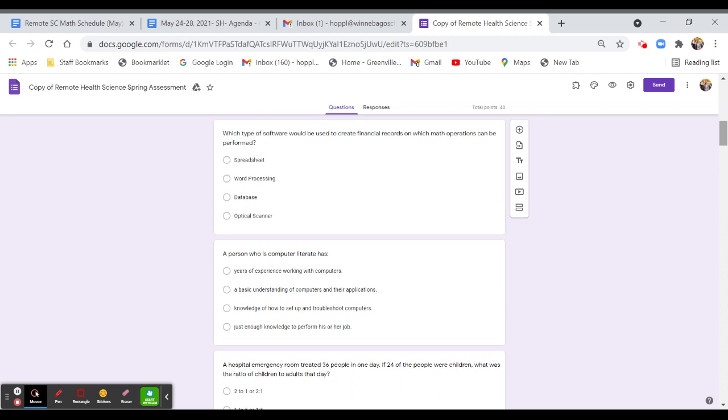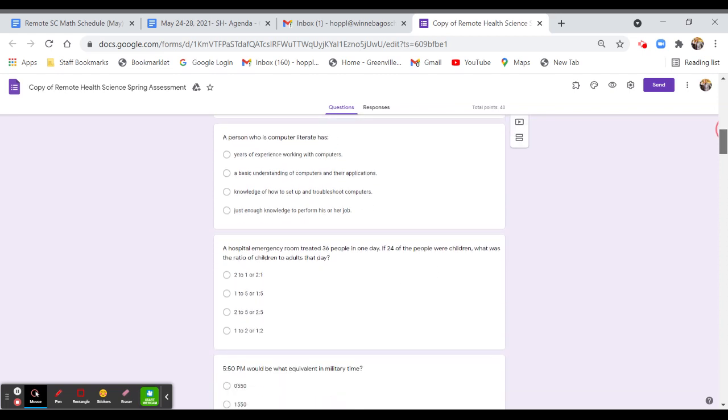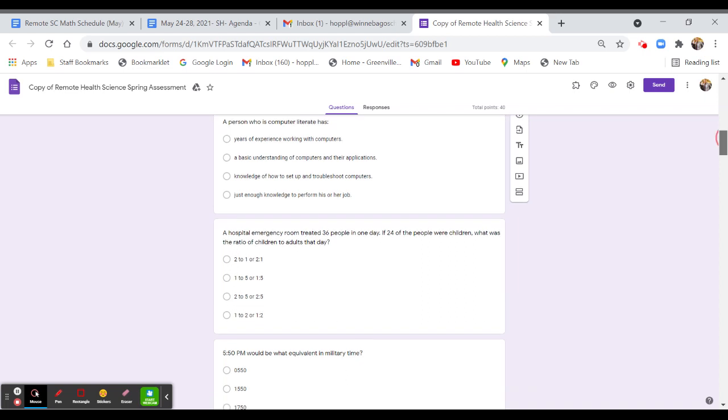Which type of software would be used to create financial records on which math operations can be performed? A spreadsheet, word processing, a database, or an optical scanner? A person who is computer literate has years of experience working with computers, a basic understanding of computers and their applications, knowledge of how to set up and troubleshoot computers, or just enough knowledge to perform his or her job.